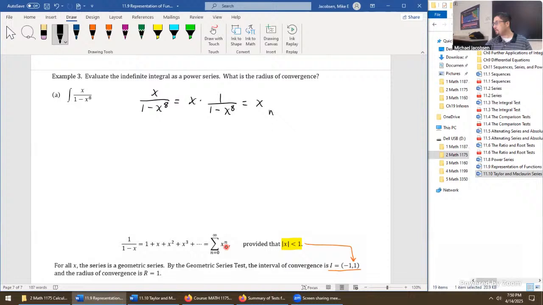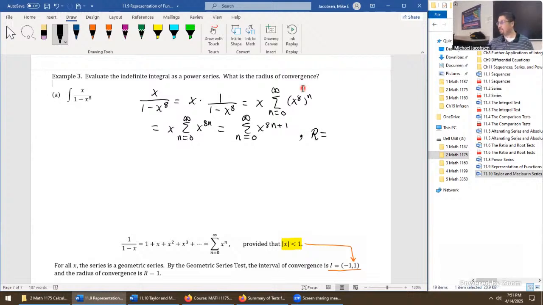So sum from 0 to infinity, x power 8 to the power n, then this is going to be equal to sum from 0 to infinity, x to the power of 8n, almost there, sum from 0 to infinity, x to the power 8n plus 1. So in the last step, all I've done is distribute x inside, bumping up the power. Radius of convergence on this one, if you have to guess, anyone see what it ought to be?